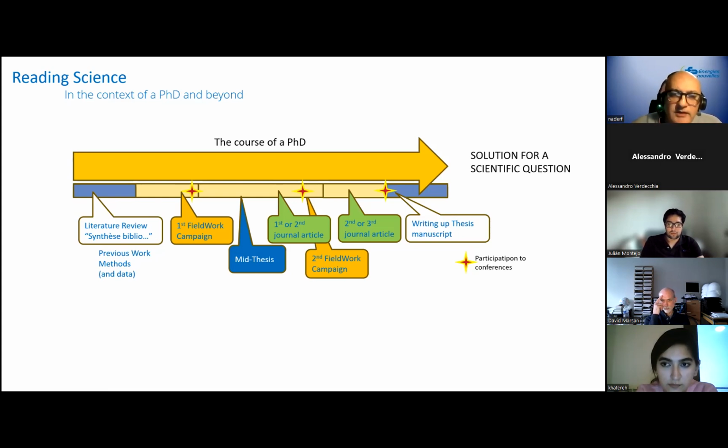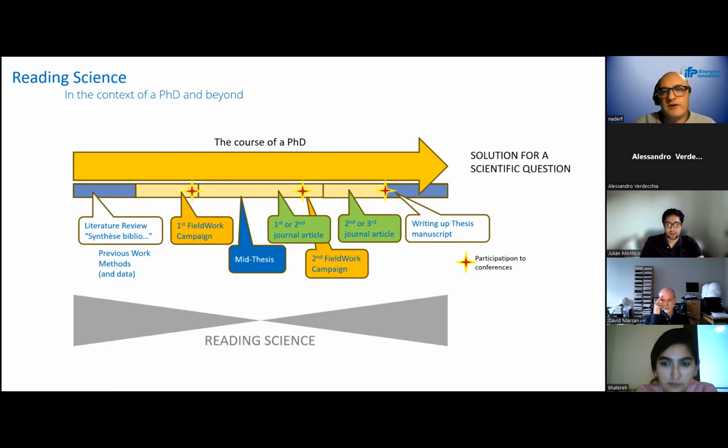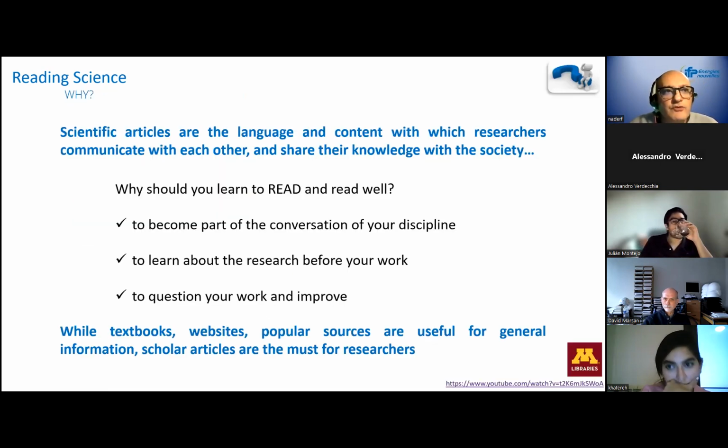And if you look at it in a kind of weight of how much work needs to be done, the reading science that has to be done in the literature review, synthèse bibliographique, etc., and even when you are finishing up your thesis at the end, or even when you are writing your articles, is in this way. So a lot in the beginning and a lot at the end, actually. And of course, this is a very simplified way, because you will need to read a little bit more when you are writing your articles. Now the question is how to do that and why.